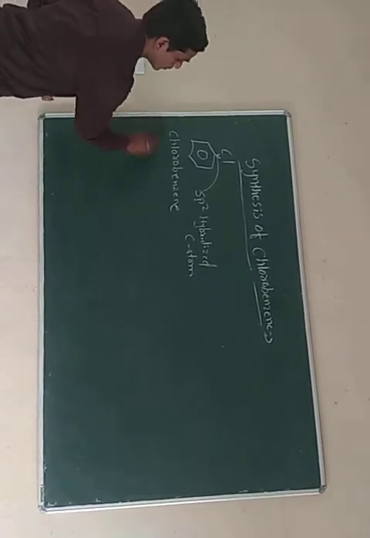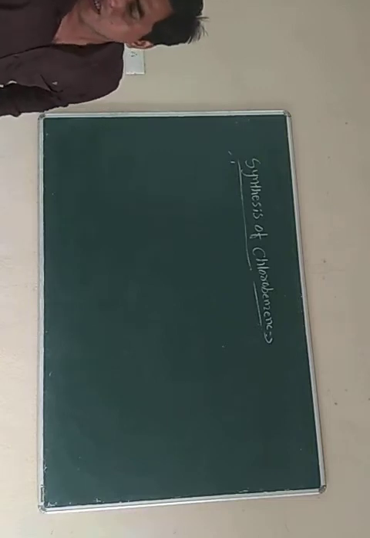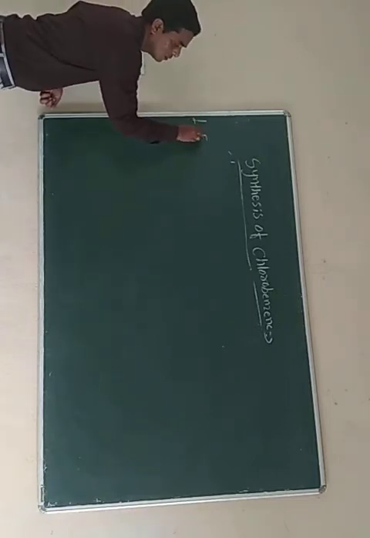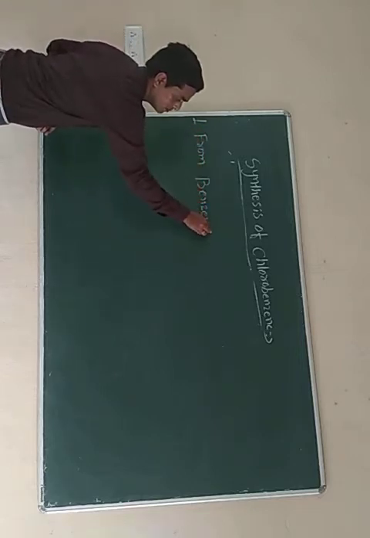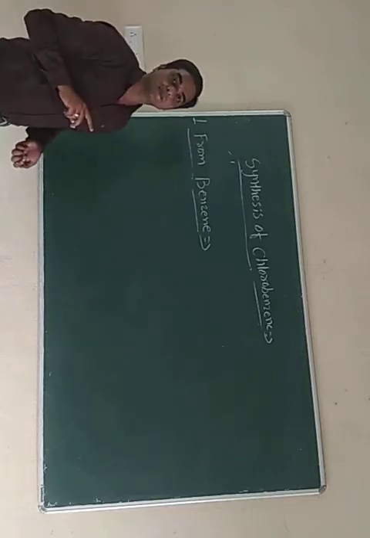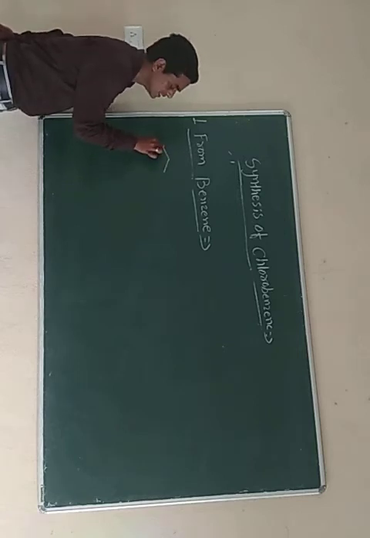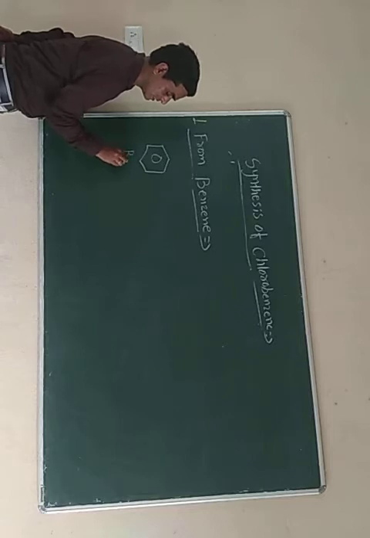First one is the preparation of chlorobenzene from benzene. From benzene, chlorobenzene can be synthesized. So first of all, for the formation of chlorobenzene, we require benzene. This is the structure of benzene.